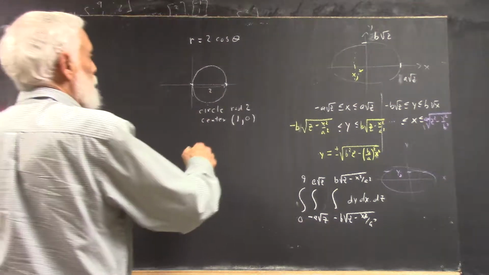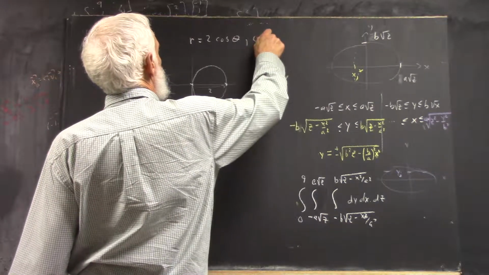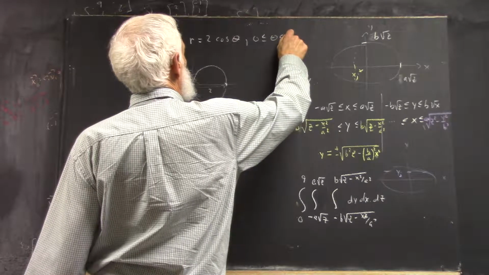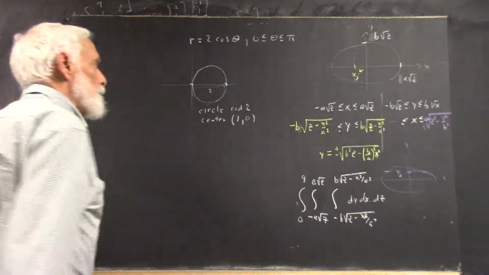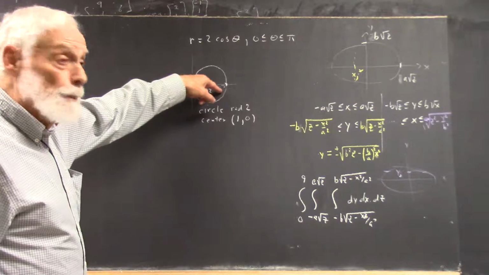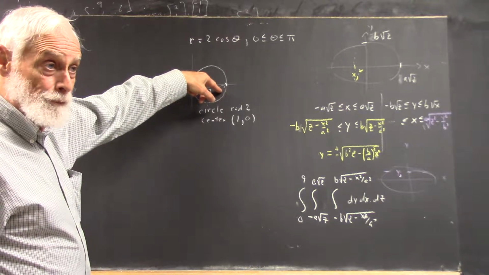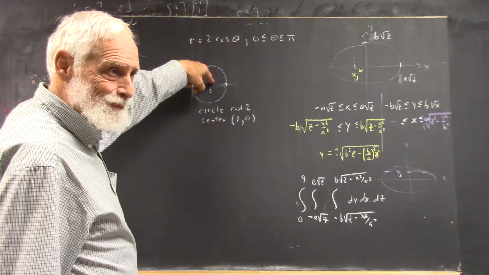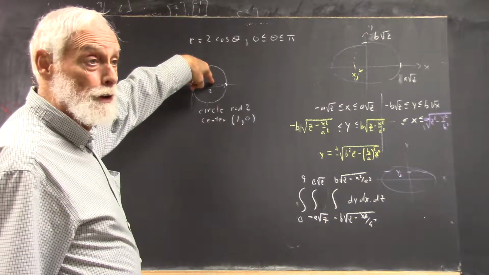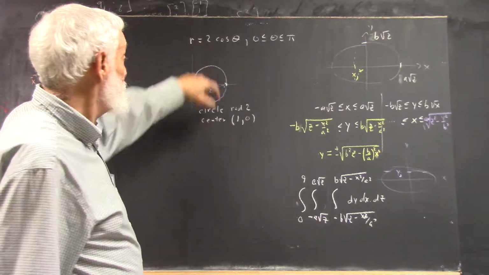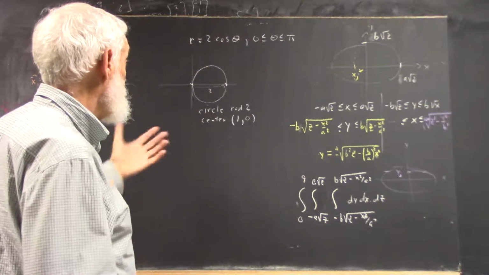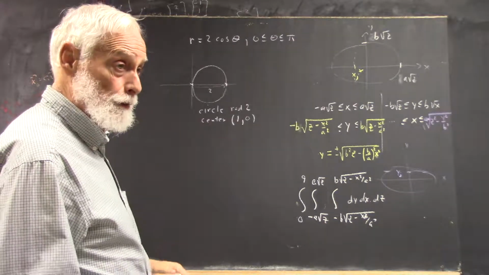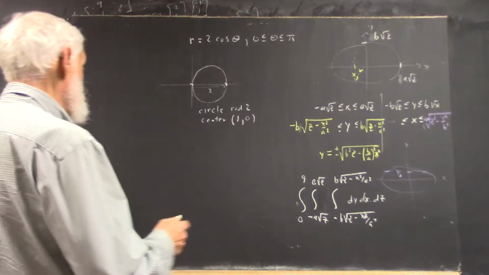The other thing I wanted to say is now, you only need theta to go from 0 to pi to get this picture, right? So if you made a mistake and went from 0 to 2 pi, you'd go around twice, and your integral would be twice as big as it ought to be. Okay? So we want to set up an integral. Okay, we want to set up limits on the integral, right? So how would we do it?